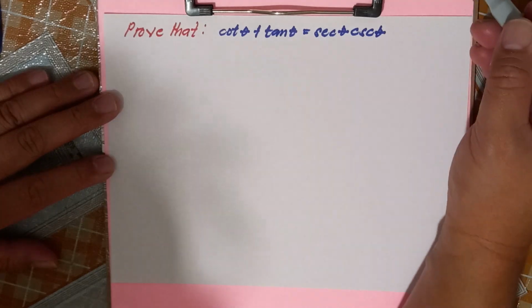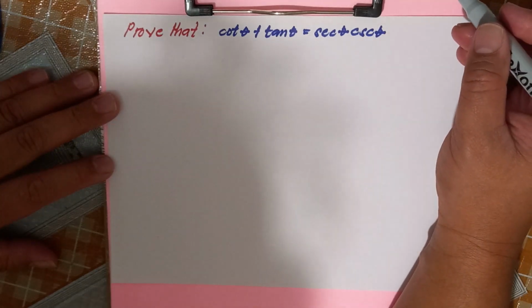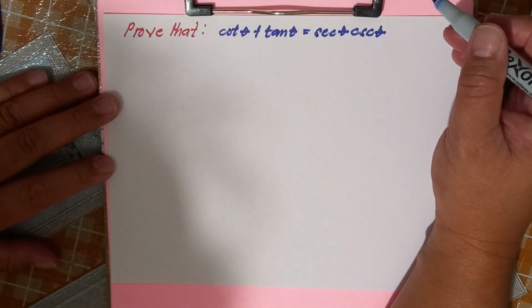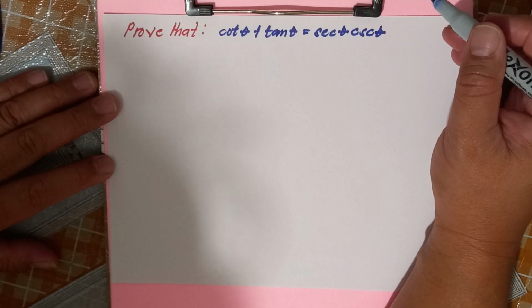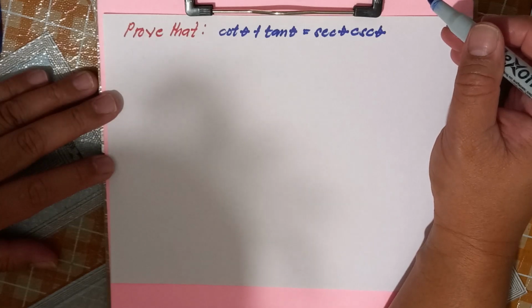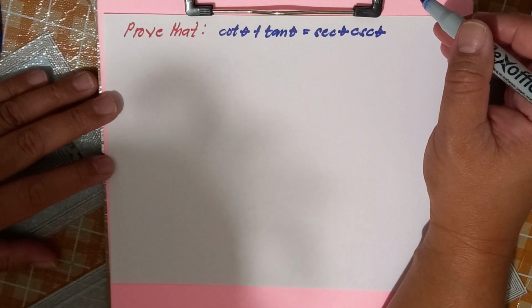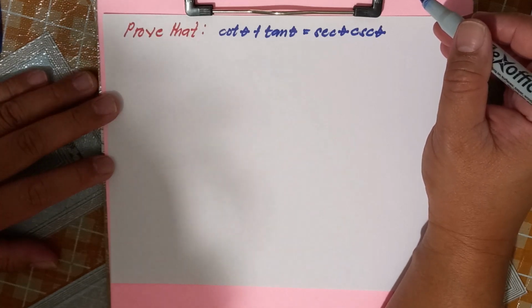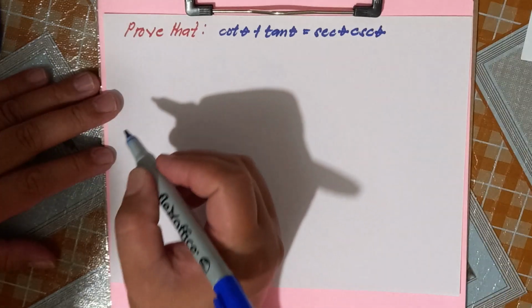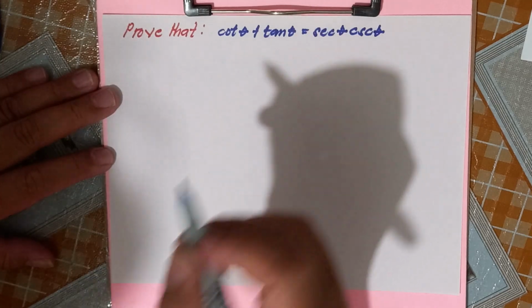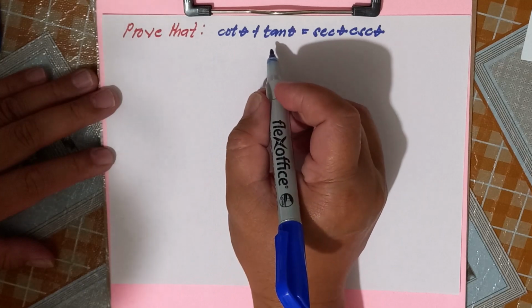And so we have here the problem to illustrate the proving of this trigonometric equation. We have this problem: cotangent theta plus tangent theta is equal to secant theta cosecant theta. Both sides are considered complicated, and so we try to balance this in terms of sine and cosine. So the very first step is to define cotangent theta, and then define tangent theta.